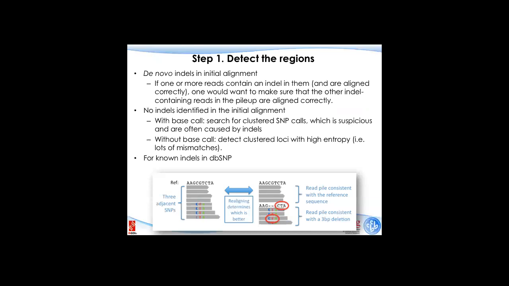And also you want to look at the known indel regions in dbSNP. So those are the first step, to detect the regions that possibly require refined alignment.